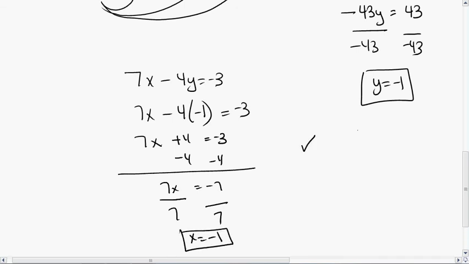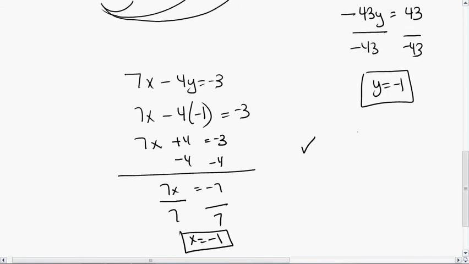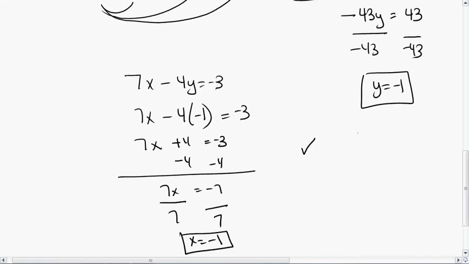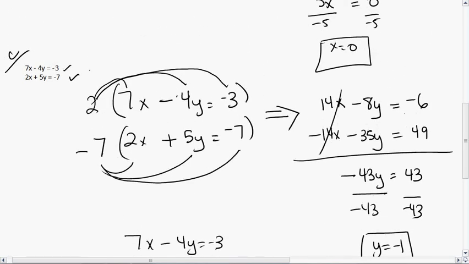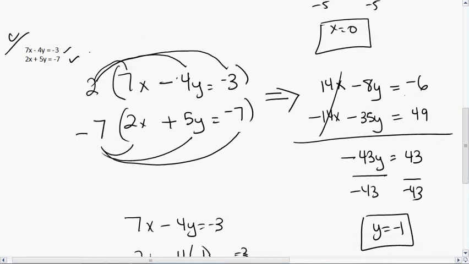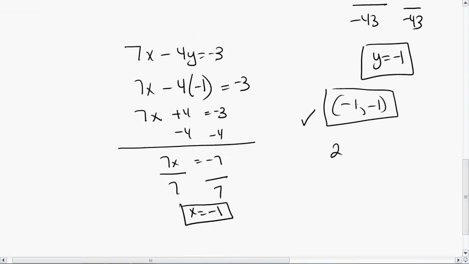Better double check this. And I'm going to double check it by plugging my two answers, negative 1 and negative 1, into the equation that I haven't used, that bottom equation. 2x plus 5y equals negative 7. All right, 2 times negative 1 plus 5 times negative 1.